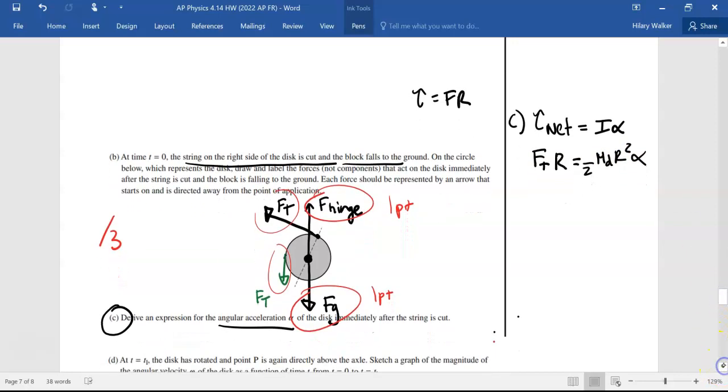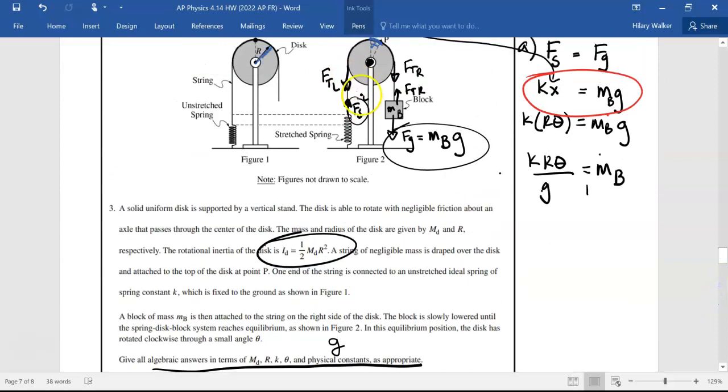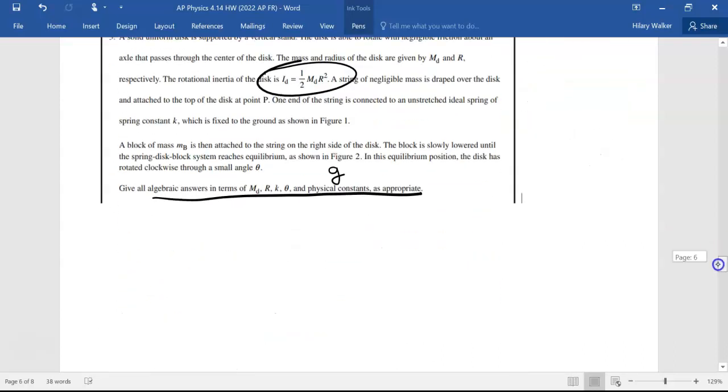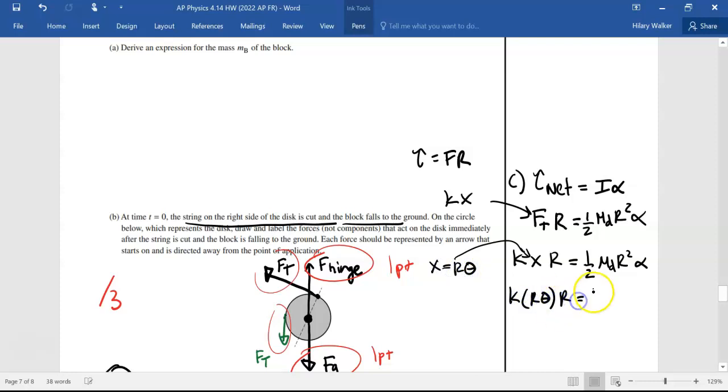Okay, so let's think about what Ft is. Again, tension is due to, as we talked about earlier, the spring force, whatever that is, on the left-hand side. And we know spring force is equal to Kx. So we can plug in Kx for this. This is going to be Kx R equals 1/2 Md R squared alpha. And again, x is going to be R times theta, which we already derived previously. So that's K times R theta times R equals 1/2 Md R squared alpha.